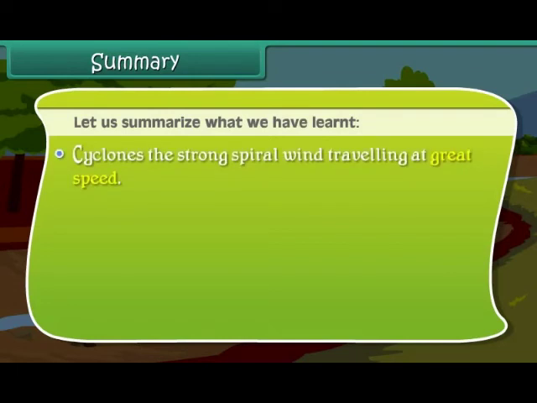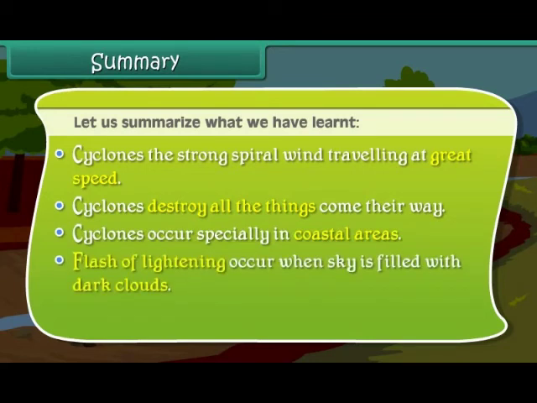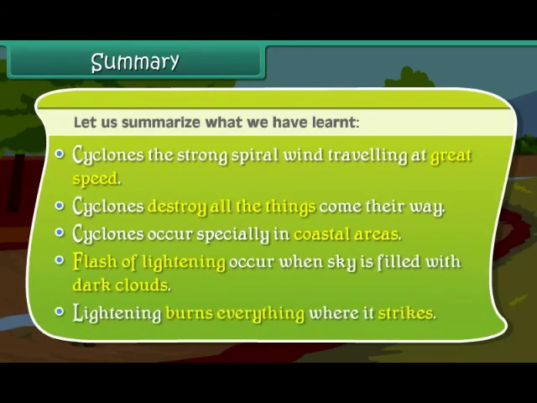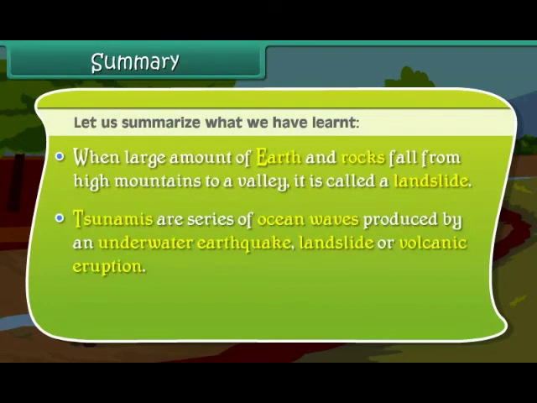Cyclones, the strong spiral wind traveling at great speed. Cyclones destroy all the things that come their way. Cyclones occur especially in coastal areas. A flash of lightning occurs when the sky is filled with dark clouds. Lightning burns everything where it strikes. When a large amount of earth and rocks fall from high mountains to a valley, it is called a landslide. Tsunamis are a series of ocean waves produced by an underwater earthquake, landslide, or volcanic eruption.